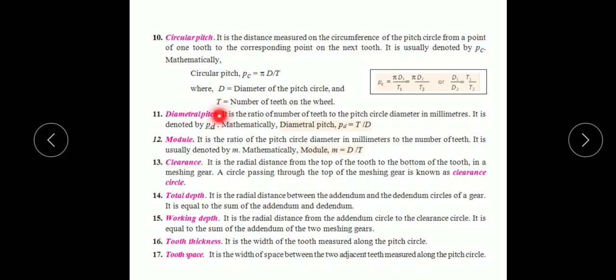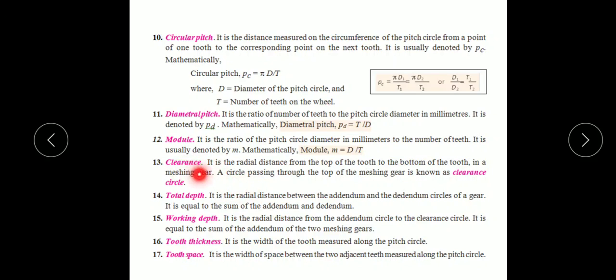And another pitch is the diametral pitch, which can be expressed as the relation between the number of teeth and the pitch circle diameter, normally expressed in mm. You can see the equation T by D, where T is the number of teeth on the wheel or pinion and D is the diameter of the pitch circle. And module is the opposite of diametral pitch, expressed as M equal to 1 by PD, the ratio of pitch circle diameter in mm to the number of teeth. It is normally denoted by M, and modules are standardized values.